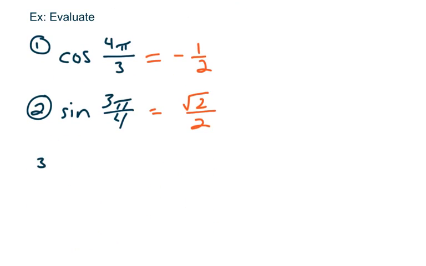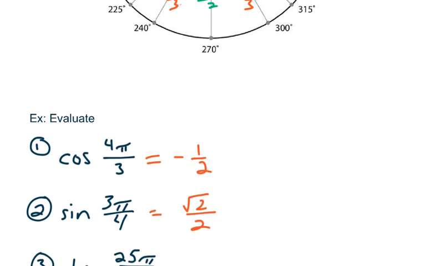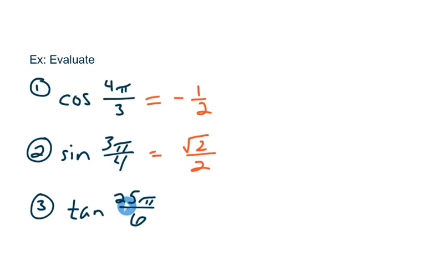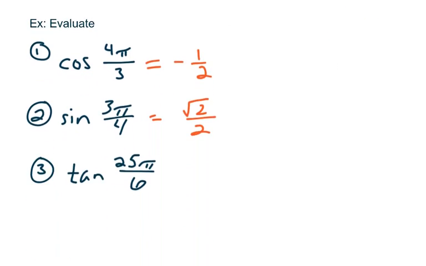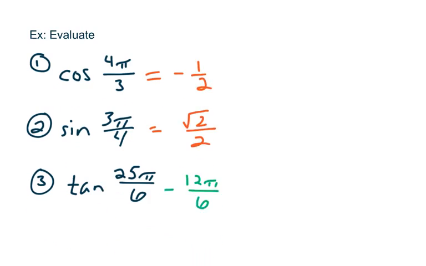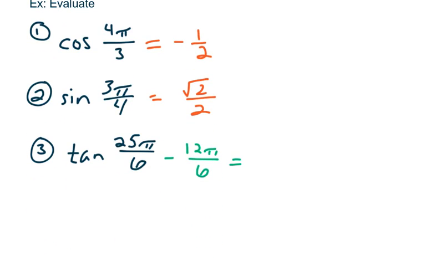Now, what if they were angles that weren't on the unit circle, like the tangent of 25 pi over 6. 25 pi over 6 is not on the unit circle. We need to find its reference angle. We need to find something that is between 0 and 2 pi, and since we're talking sixths, we need our numerator to be between 0 and 12, because 12 pi over 6 is 2 pi, which would be one full time around the circle. So 25 over 6. I'm going to start subtracting 12 pi over 6, because that's one time around. 12 pi over 6 is 2 pi, so that's just eliminating one extra revolution.